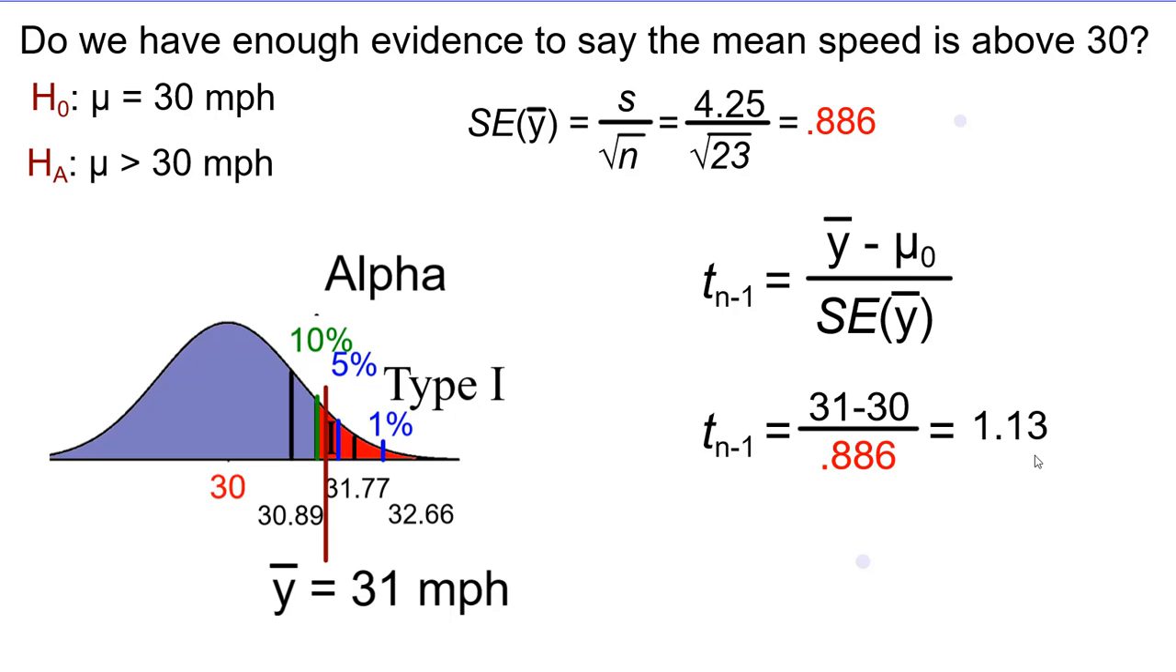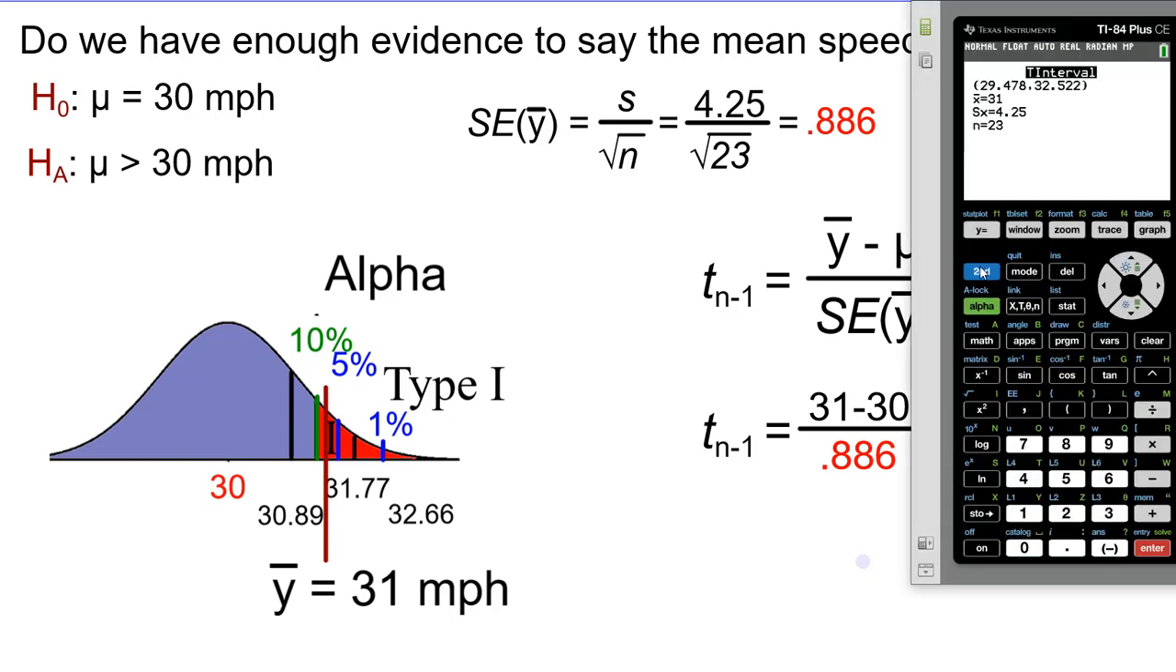What did I do? Yeah, 31 minus 30 divided by the standard deviation. Okay, so yes, it is 1.13 standard deviations above the mean. Let's go ahead and calculate what that value would be. So let me do that again.